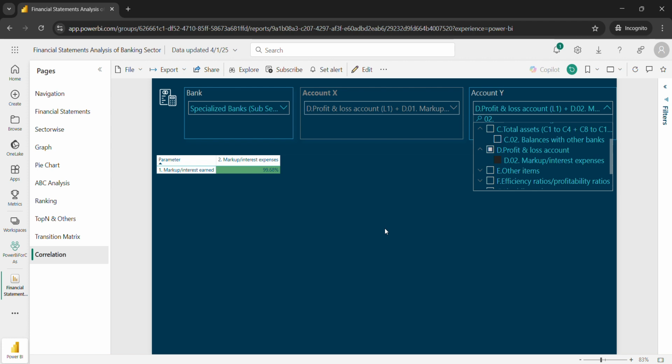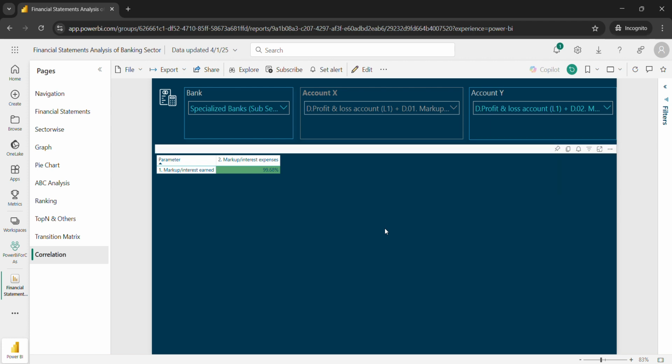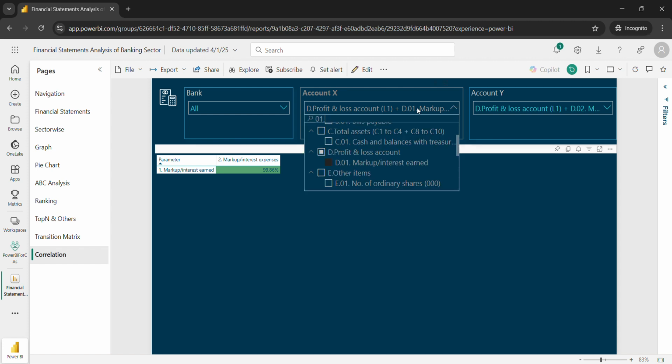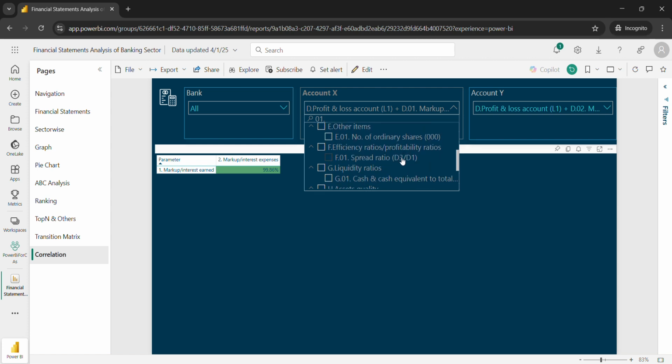You need to follow the structure of the banking sector so that you become aware of all this. Now I am talking about only the specialized banks. Let's talk about the entire industry, not any one bank. So the correlation is very handy. The markup expense to markup income ratio is perfectly correlated with each other. There are certain other ratios that we can combine, like the spread ratio.